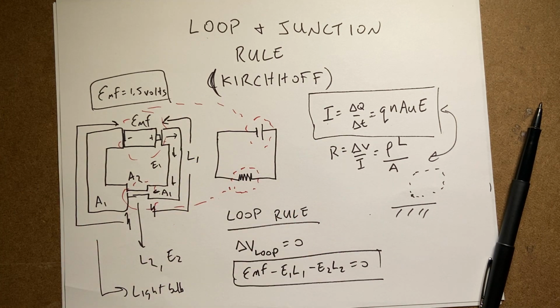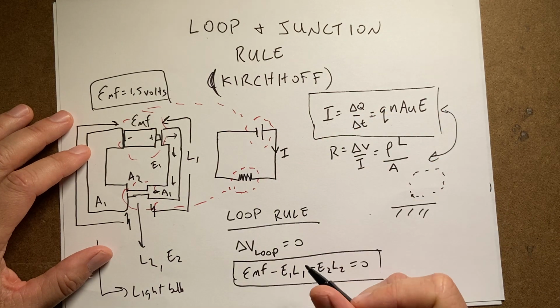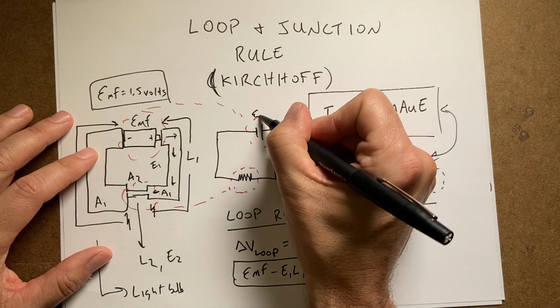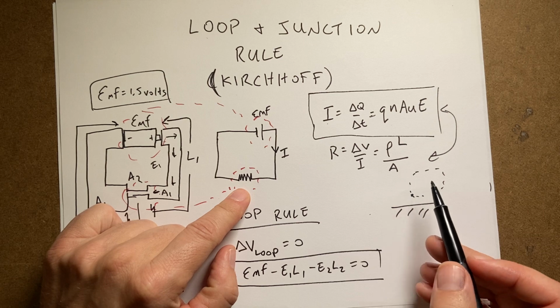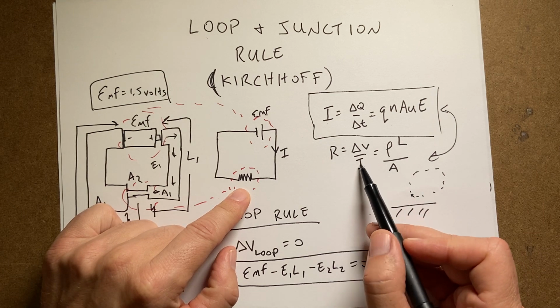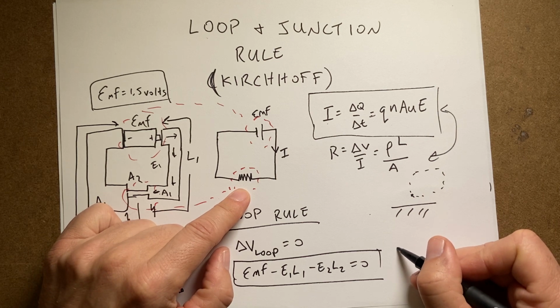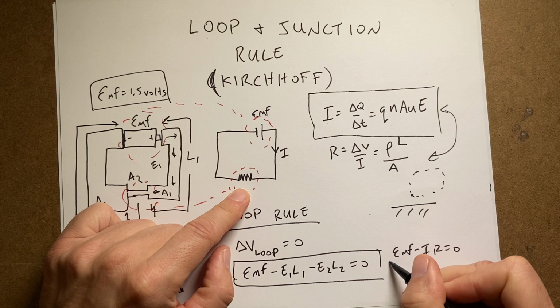So in this case, I would want to consider this in terms of the electric current. And I can write the loop rule as, again, this is EMF. And then the voltage drop along this is just going to be equal to I times R. So this way would be EMF minus IR equals 0.